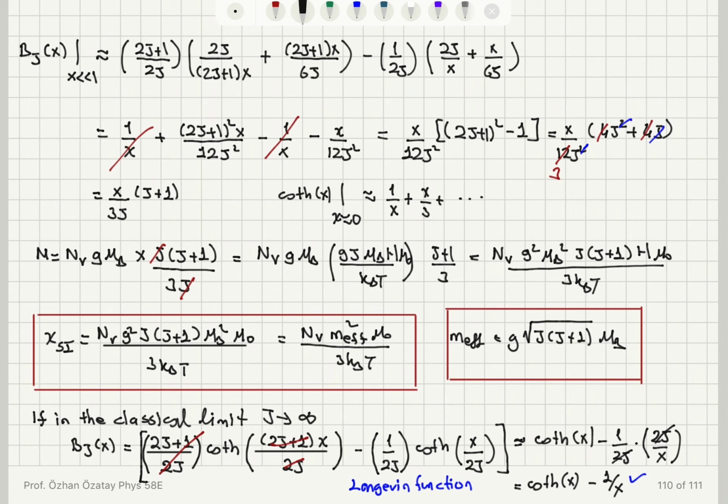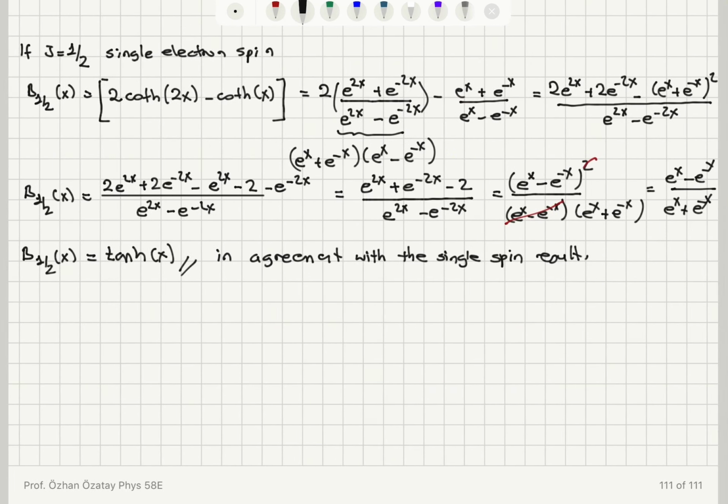So in the classical limit, we checked what happens when J goes to infinity. We found that we recover the Langevin function in this limit, and we also checked what happens when J is equal to 1/2. J equal to 1/2 gives us the tanh result, in agreement with the single spin calculation we did at the beginning.